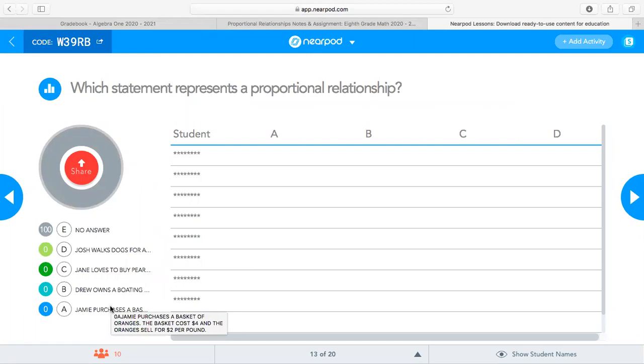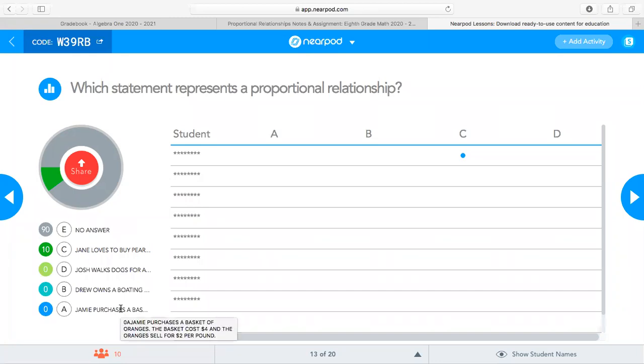A says, Jamie purchases a basket of oranges. The basket cost $4 and the oranges sell for $2 per pound. I want everyone right now in the chat, put down what the equation would be for A. Giving you 15 seconds.